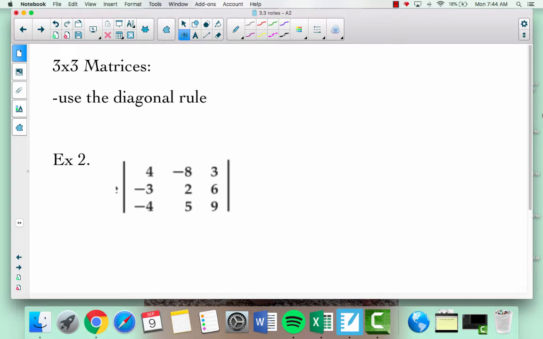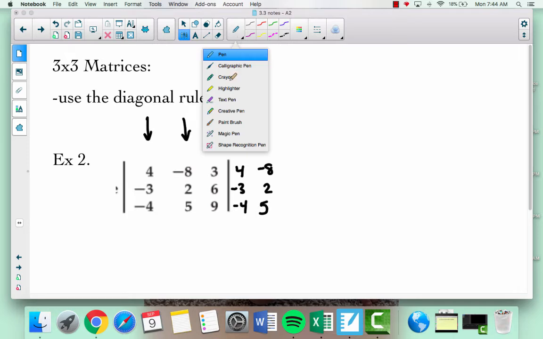What we're always going to do first in a 3 by 3 is take the first two columns, column 1 and column 2, and rewrite them at the end. This is going to make our diagonals easier to work with. There's the first column and then the second column, and you always want to put the first column first. Then we're just going to start working with our diagonals.